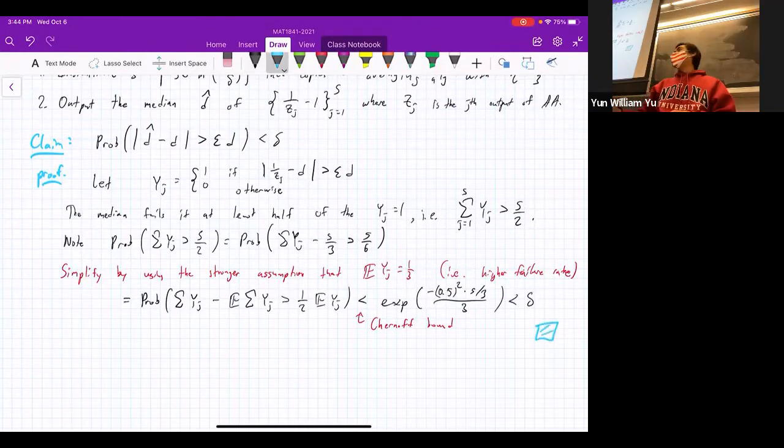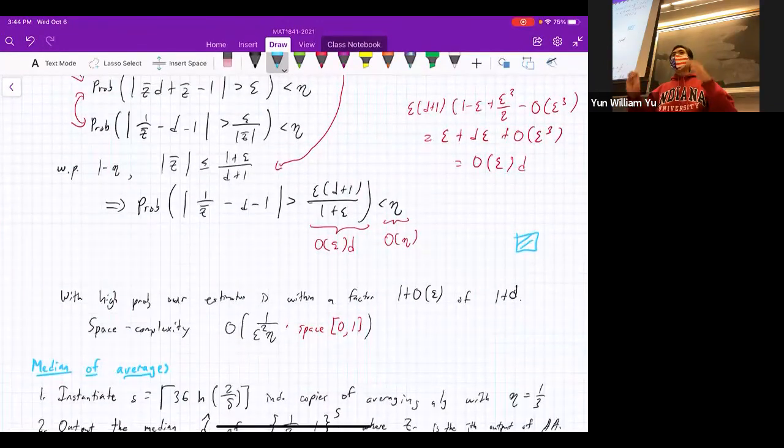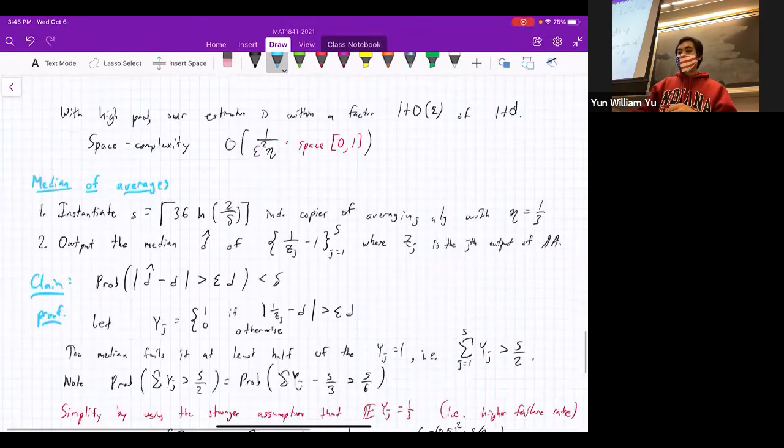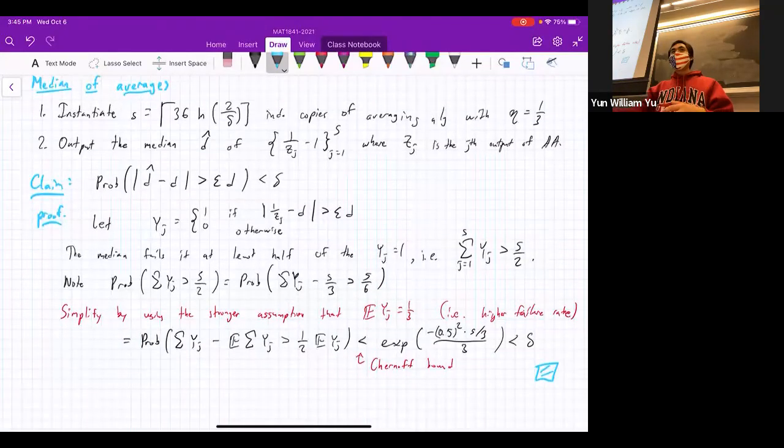Okay, so what have we done? Instead of just the case up here, we had to take 1 over eta independent additional copies in order to get the chance of failure down. Here, instead, we just set eta equal to 1/3, and now we don't actually need that many copies, using this median method, in order to get the error probability down.